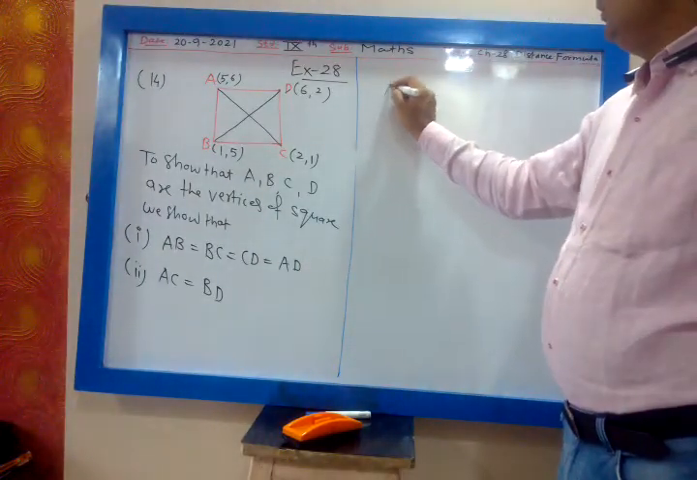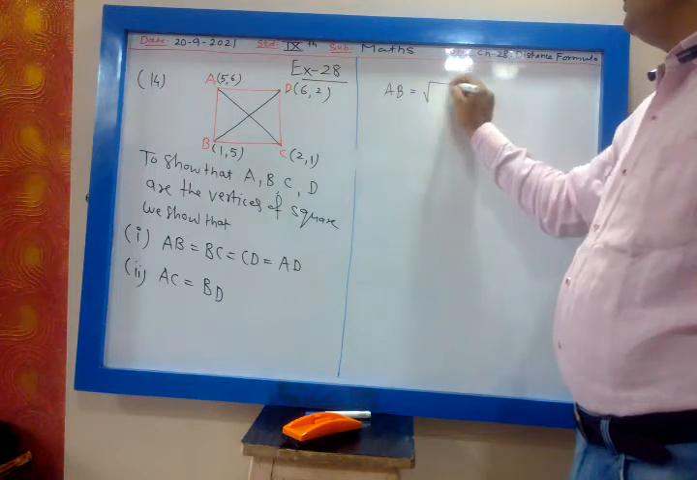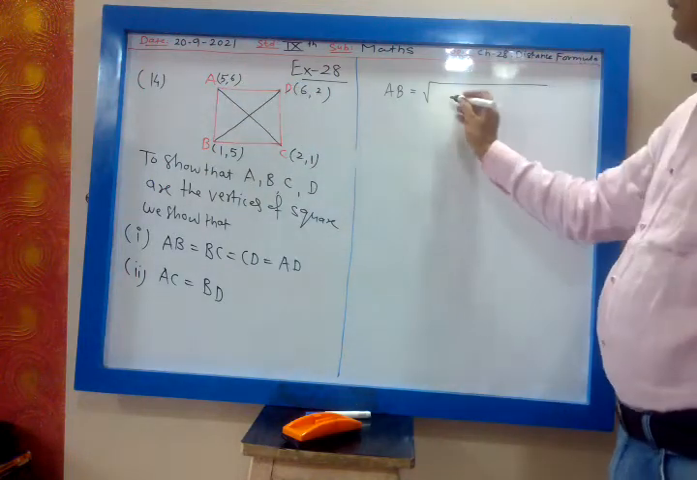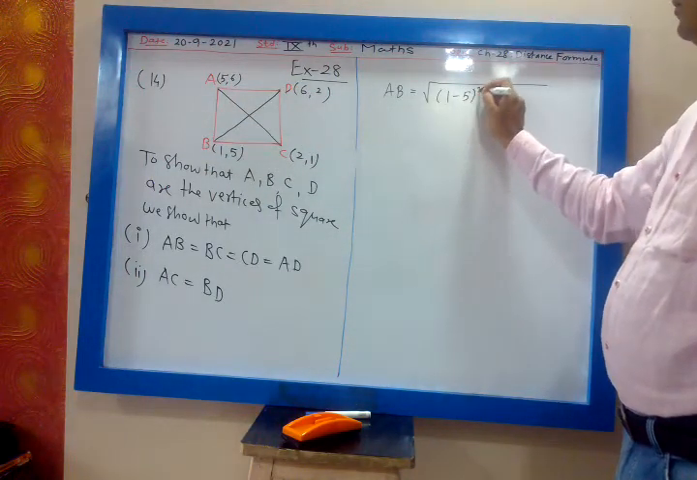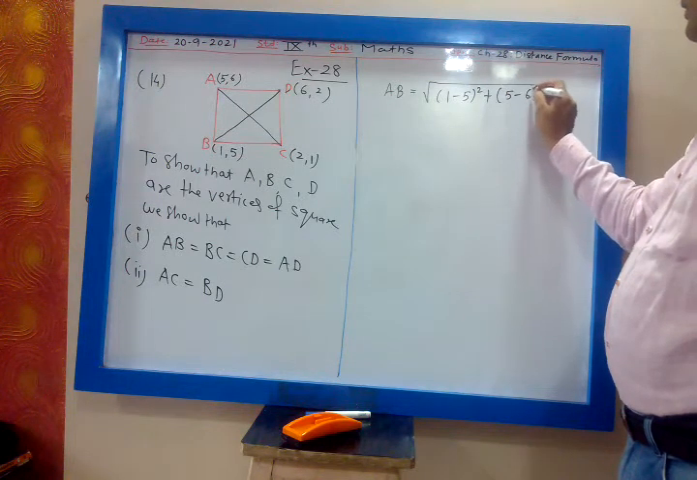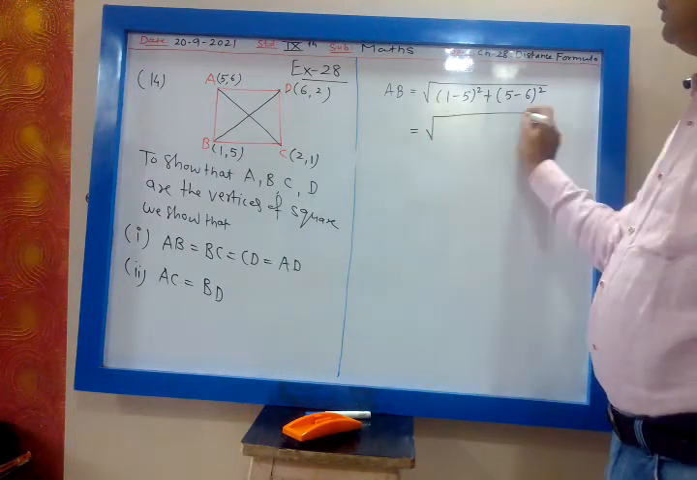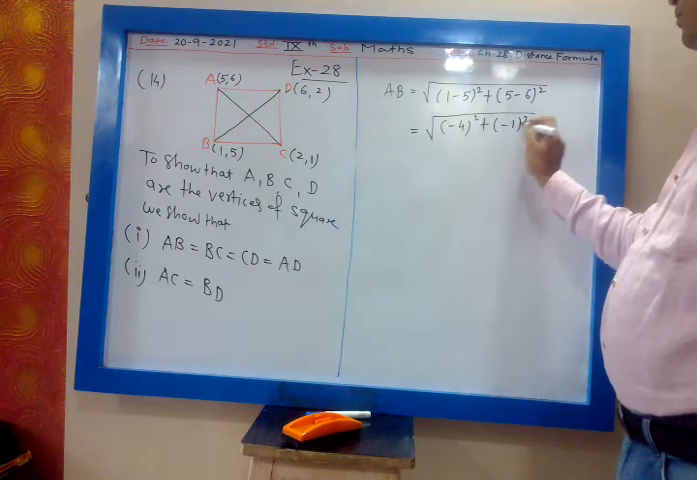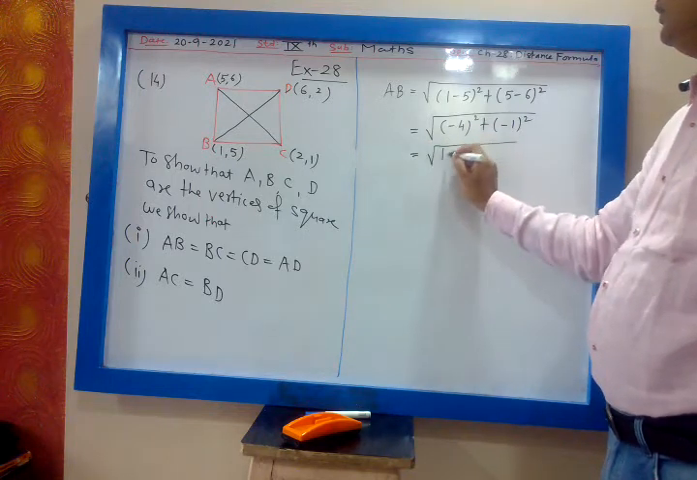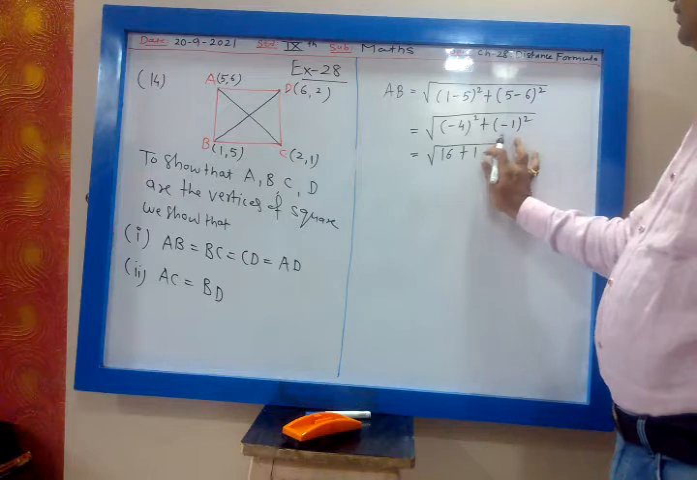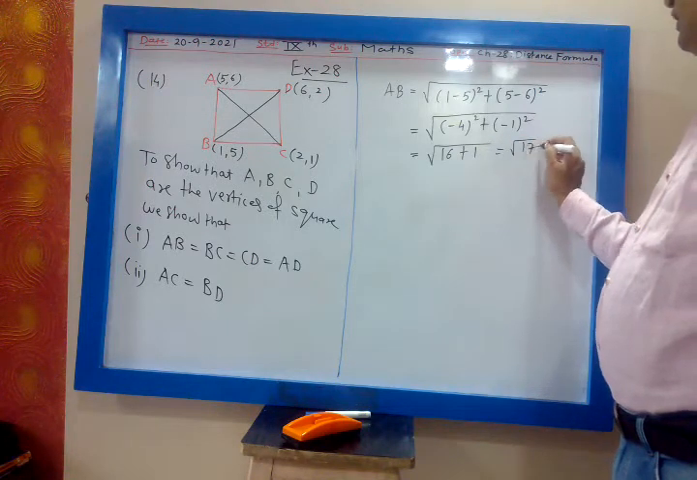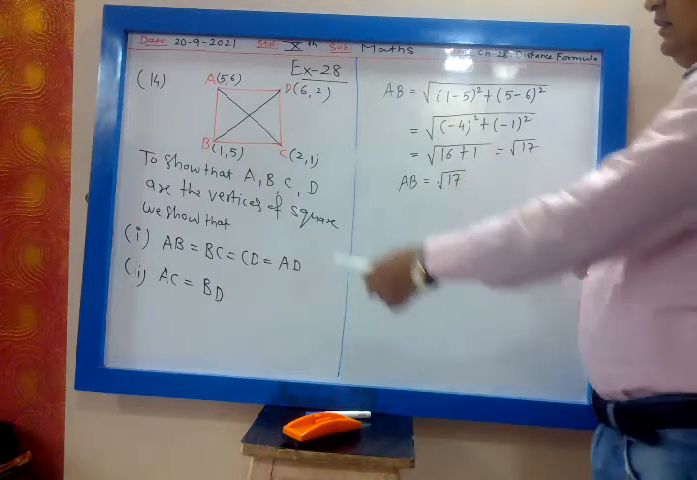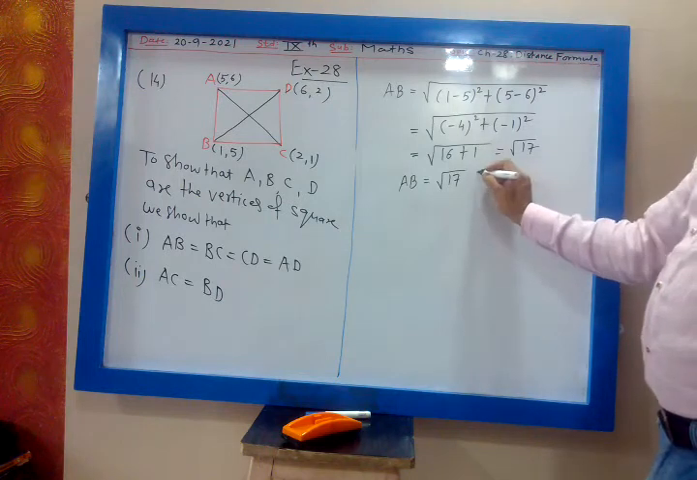AB. We consider A and B and apply the distance formula. So (x2 minus x1) square, (1 minus 5) whole square, plus (5 minus 6) whole square. So that is square root of (1 minus 5 is minus 4) square, (5 minus 6 is minus 1) square. Minus 4 square is 16, plus minus 1 square is 1. So the answer is root 17. You write this down: AB is root 17 unit.